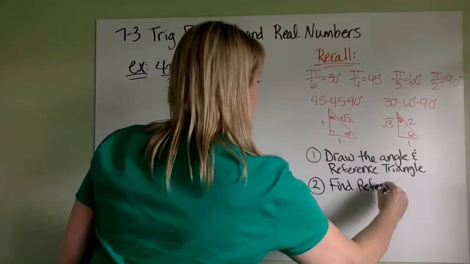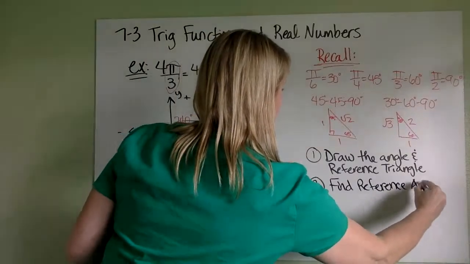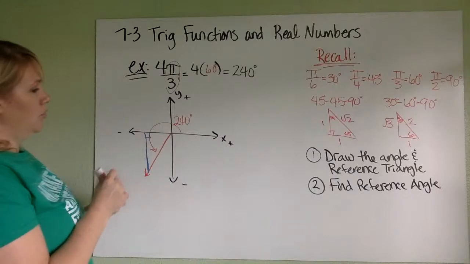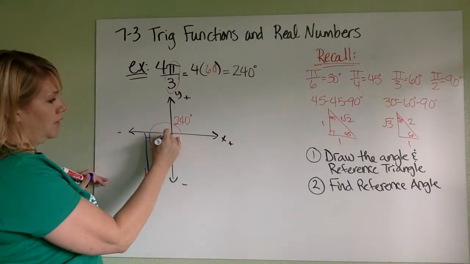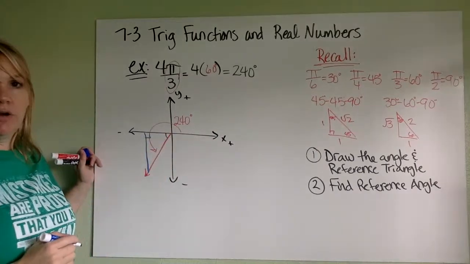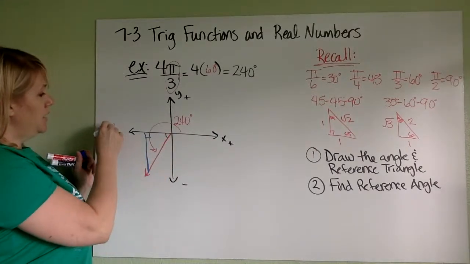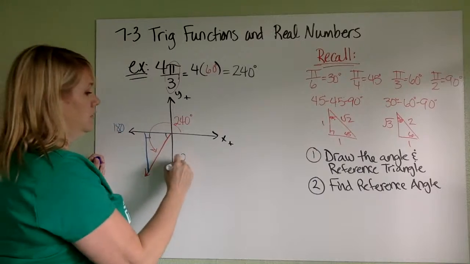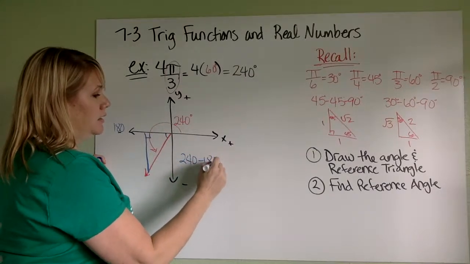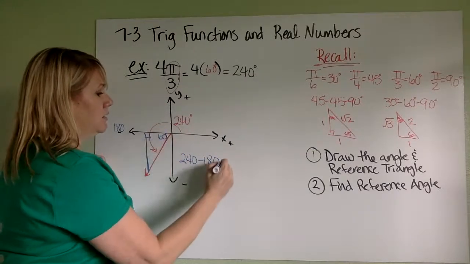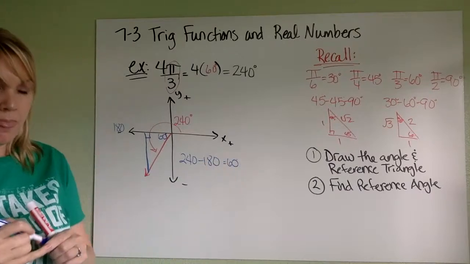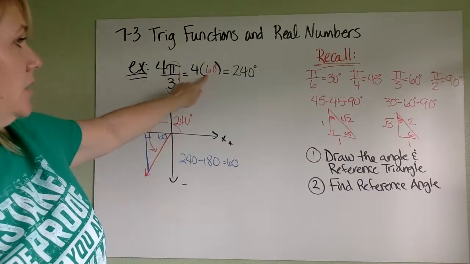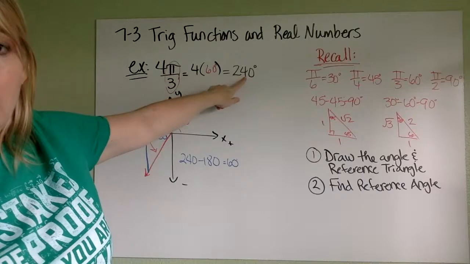So remember our work with reference angles. They're always between the angle and the nearest x-axis, right here at the origin, right there. So your job is to figure out how big that angle is. So if this is 180 right here, and this is 240 down here, 240 minus 180 would leave me with a 60-degree reference angle.